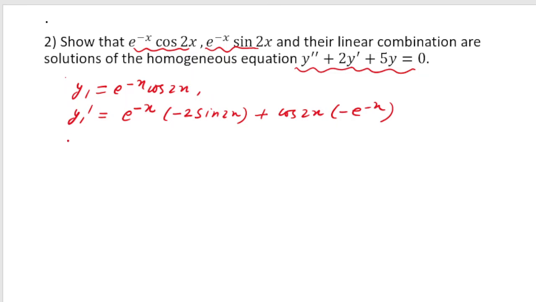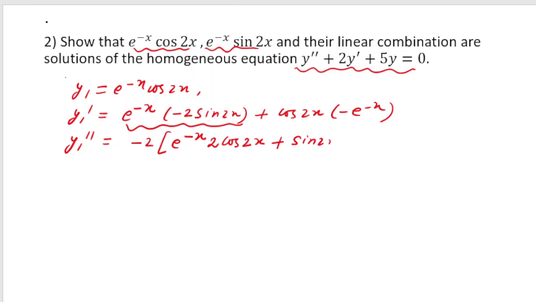Okay, now I find y1 double dash. So I need to differentiate this whole thing. So now here minus 2 is a constant, I take it outside, and then e to the power minus x can again be taken as the first function, and sine 2x as the second function. So I differentiate sine 2x, I will get 2 cos 2x, and plus I take sine 2x as the second function, and I differentiate e to the power minus x, so I will get minus e to the power minus x. So I am done with the first part.